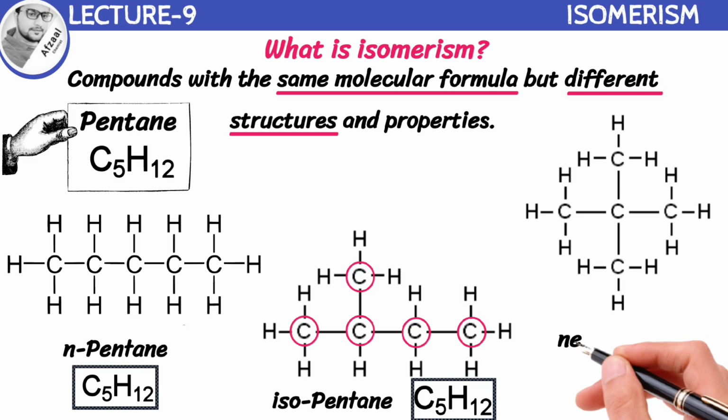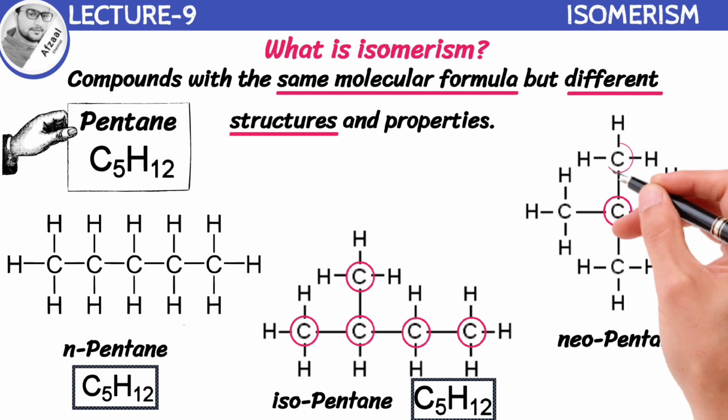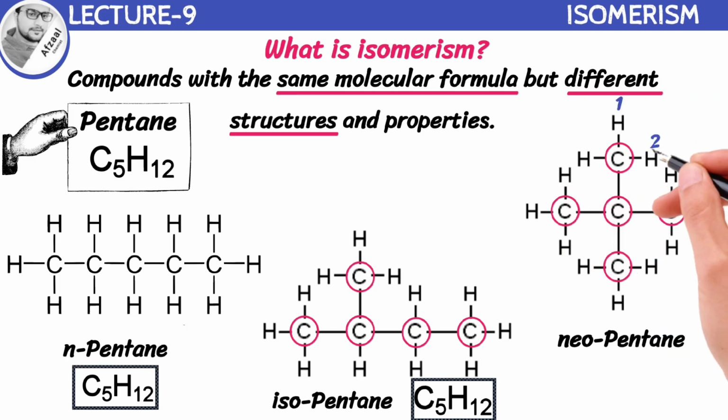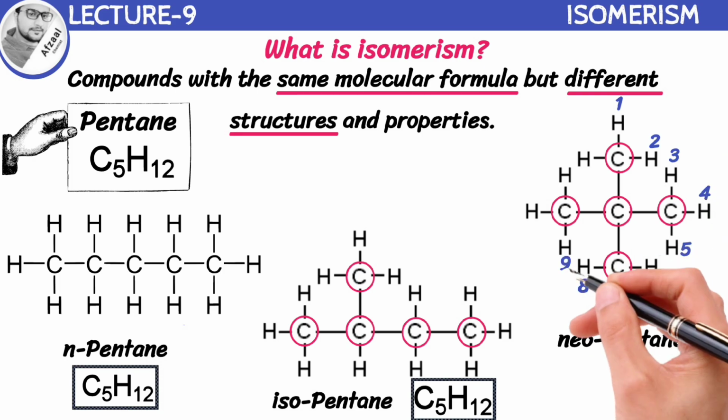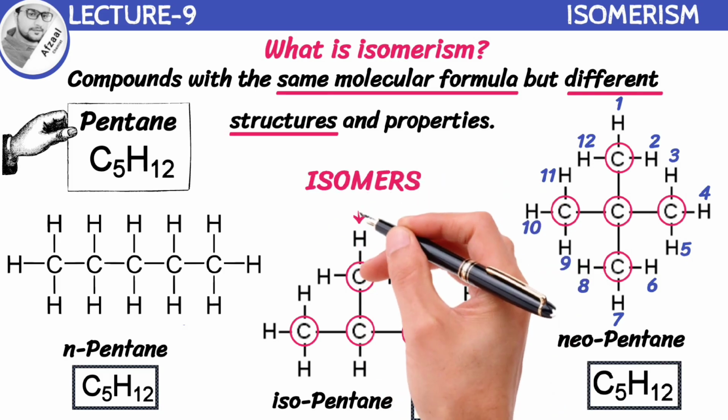Moving on to another structure of pentane, neopentane, this compound is a bit more complex. The central carbon atom is bonded to 4 other carbon atoms. These 4 carbon atoms are arranged tetrahedrally around the central carbon atom. There are a total of 5 carbons and 12 hydrogens in this structure. The molecular formula is C5H12. So, all these compounds have the same molecular formula, but different structures, known as isomers of pentane.